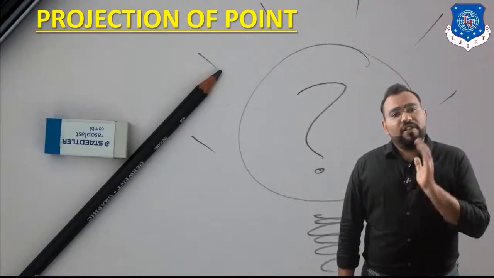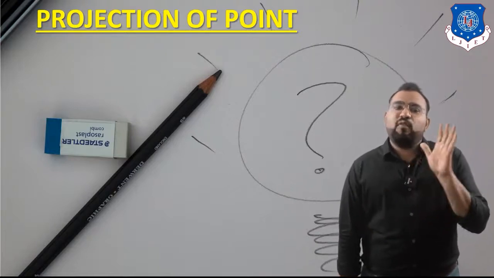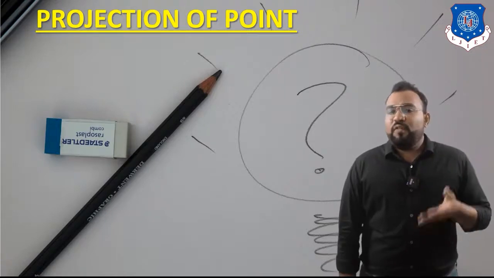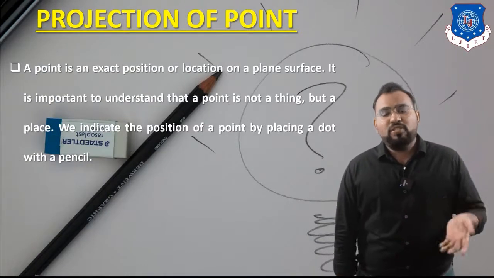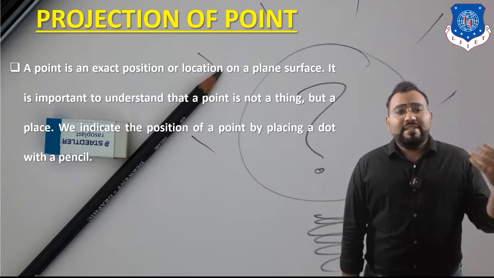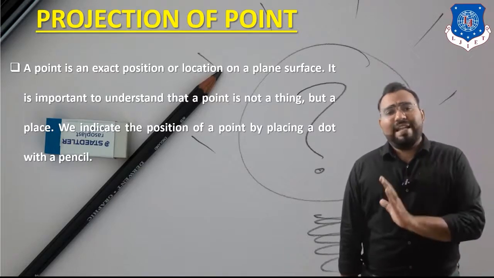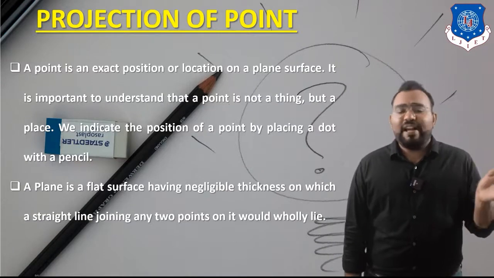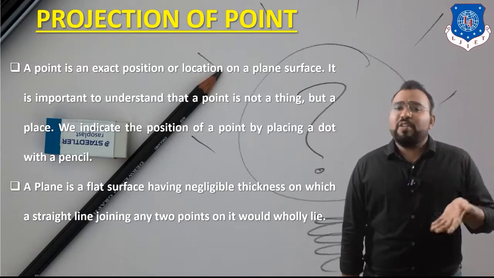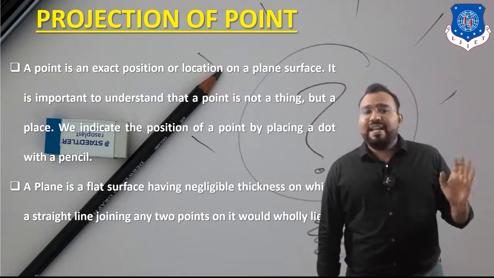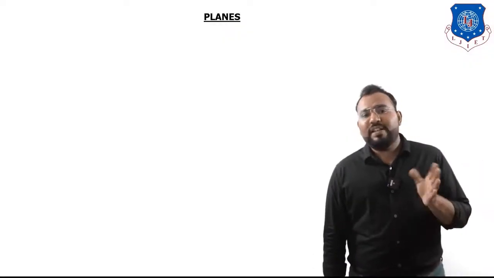Before we jump into this video, let us revise what we saw in the previous video. In the last video, first we saw the definition of a point. A point shows an exact position or location on a plane surface. We also defined what a plane surface is: a 2D object having negligible thickness. And we also saw the different types of planes.